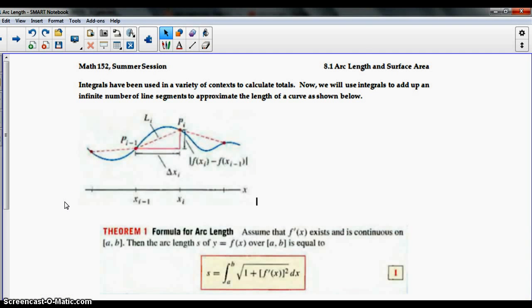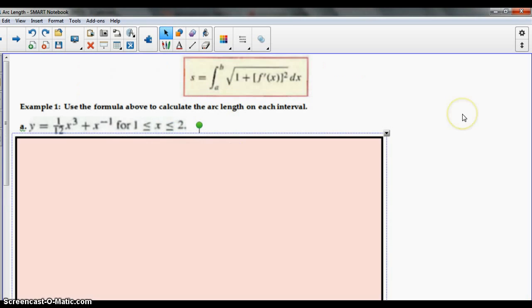The idea of adding up all of these segments leads us to a formula that we can use to determine the arc length of any curve. And the theorem goes as follows. Assume that you want to find the arc length of some function f of x. Its first derivative f prime exists and is continuous on [a, b]. The arc length of the function can be determined by integrating the square root of 1 plus the function's derivative squared, dx, from a to b, and the interval will be specified for you.